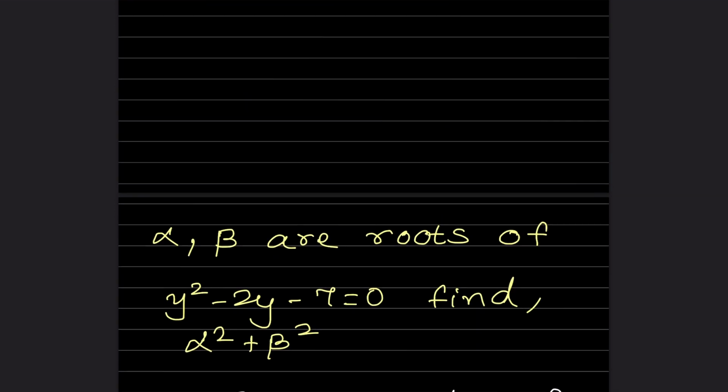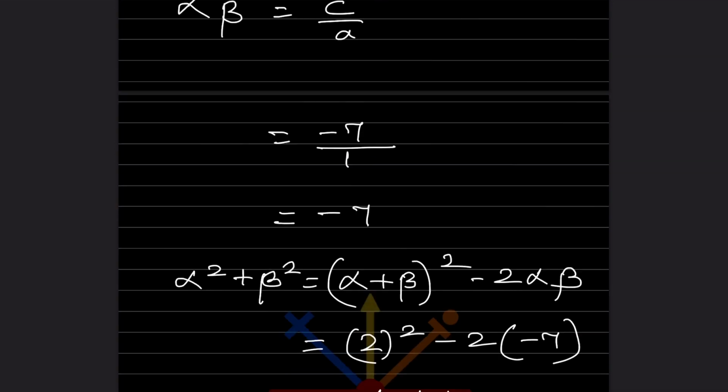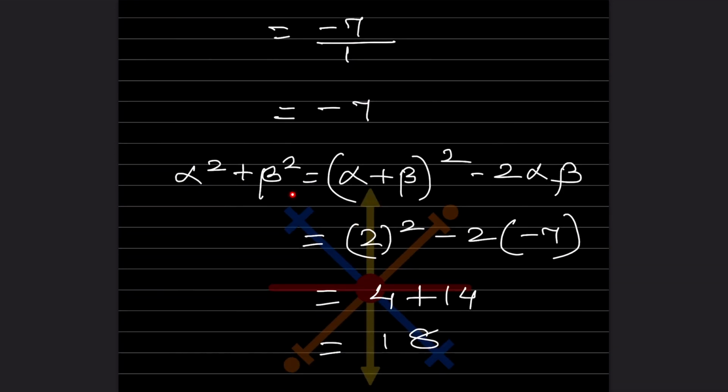Here what is asked is to find alpha square plus beta square. The formula is alpha square plus beta square equals alpha plus beta whole square minus twice alpha beta. You have to note down this formula. Now we have the value of alpha plus beta. After writing this formula, I'll show you how it works.